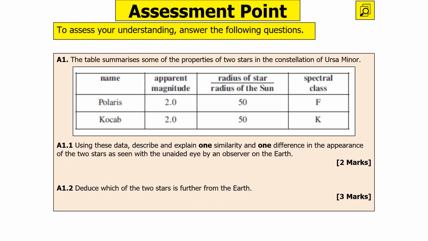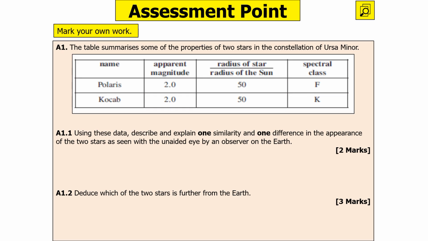The next question says, the table summarizes some of the properties of two stars in the constellation Ursa Minor. Using these data, describe and explain one similarity and one difference in the appearance of the two stars as seen with the unaided eye by an observer on the Earth. Then deduce which of the two stars is further from the Earth. So pause the video now, then unpause the video when you want to go through your answer.